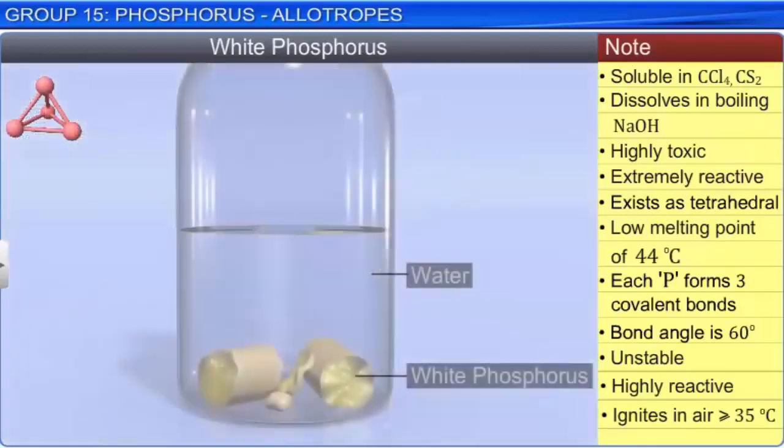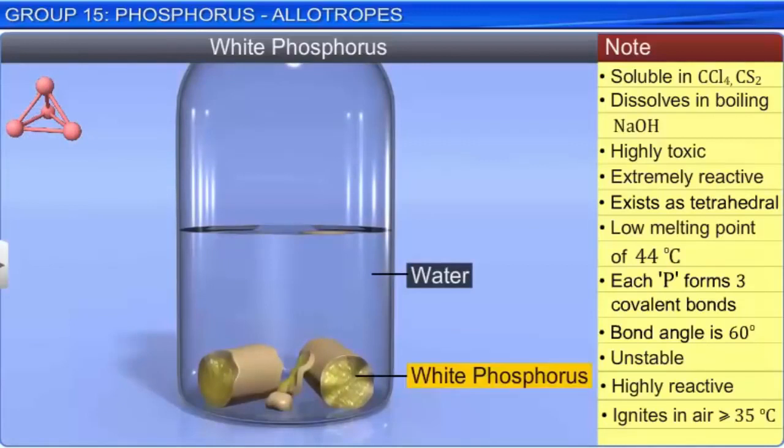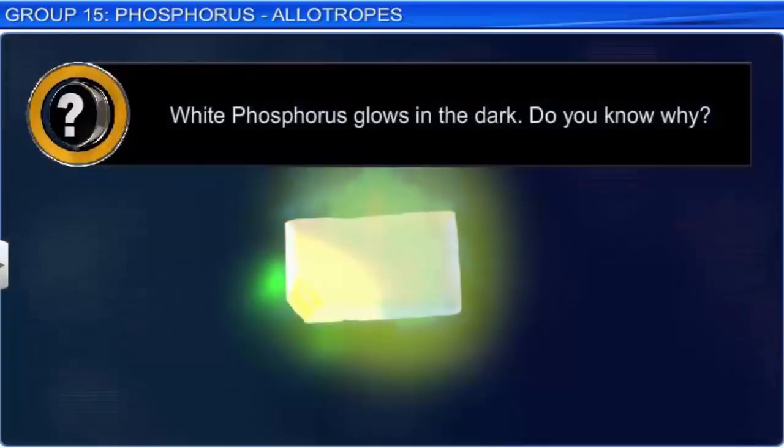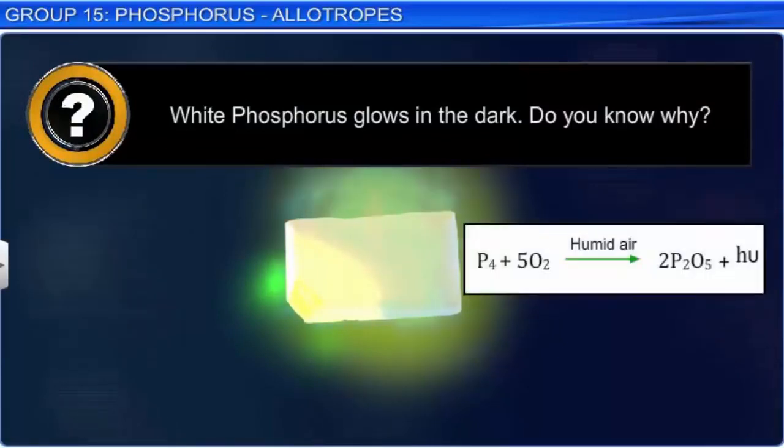Owing to its high reactivity, white phosphorus is stored underwater. White phosphorus glows in the dark. Do you know why? In contact with humid air, white phosphorus gets oxidized. This reaction is associated with the emission of light. As a consequence, it glows in the dark.